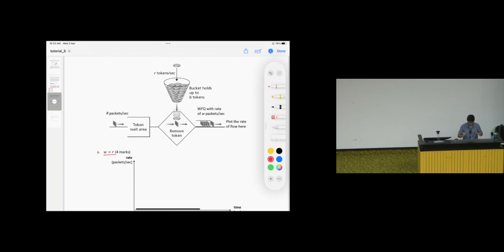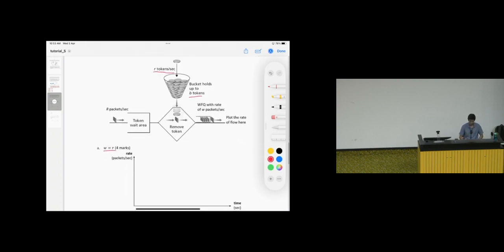So the leaky bucket regulates the long-term rate of the flow by the token arrival rate here, right? But it also regulates the short-term rate by the size of its bucket. If your bucket size is too large, you can only allow that many packets in a very limited amount of time. And if your long-term token arrival rate is limited by small r, that means your long-term average cannot exceed small r.